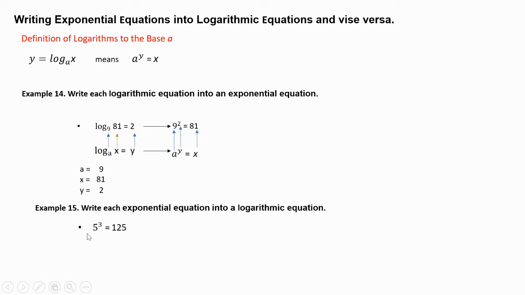Now you're going to go the other way. They're going to give you the exponential equation, and you have to put it into a logarithmic equation. So again, we need to go from a to the y equals x to y equals log base a of x. So we have to know what the a, the x, and the y are. My a is 5, my y is 3, and my x is 125.